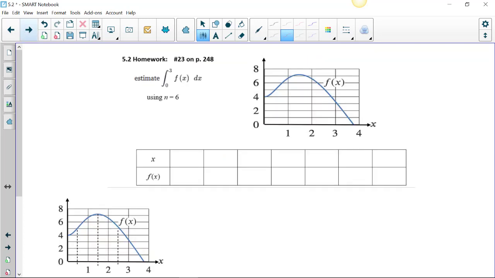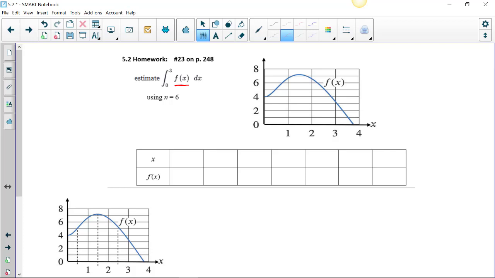Now let's do an example. Here we're doing something that we did in section 5.1, but the directions are just different, but we're doing the same thing. This is like number 23 in your homework on page 248. It says estimate the definite integral from 0 to 3 of this function f using n equals 6, meaning 6 rectangles. Here I don't know the actual function, but I have the graph, and so I can use the graph to find my function values for my heights.